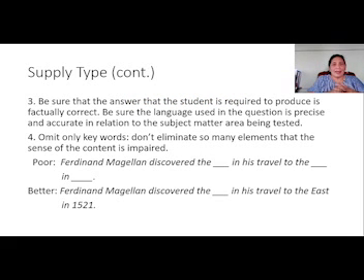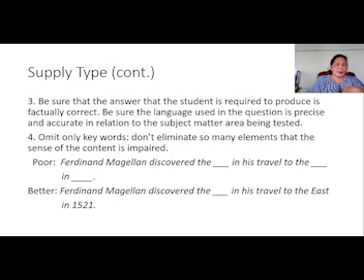Be sure that the answer that the student is required to produce is factually correct. Be sure the language used in the question is precise and accurate in relation to the subject matter area being tested. That's clear enough. Number 4, omit only keywords. Don't eliminate so many elements that the sense of the content is impaired.